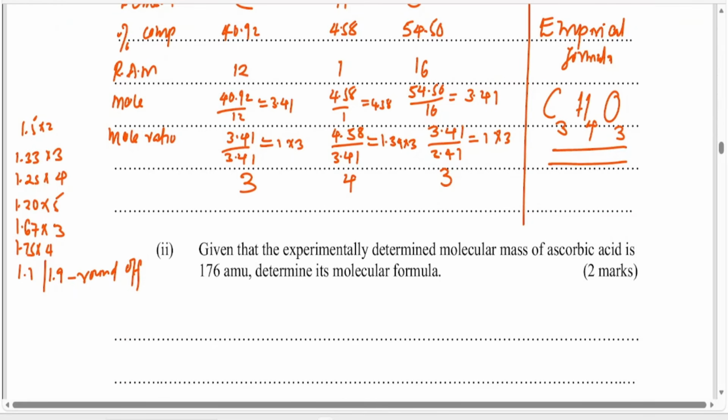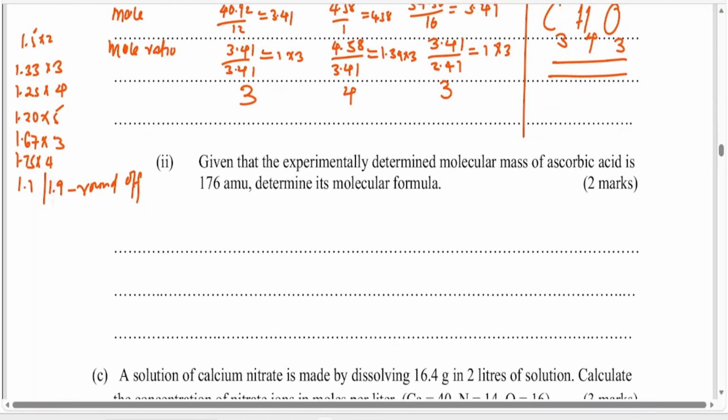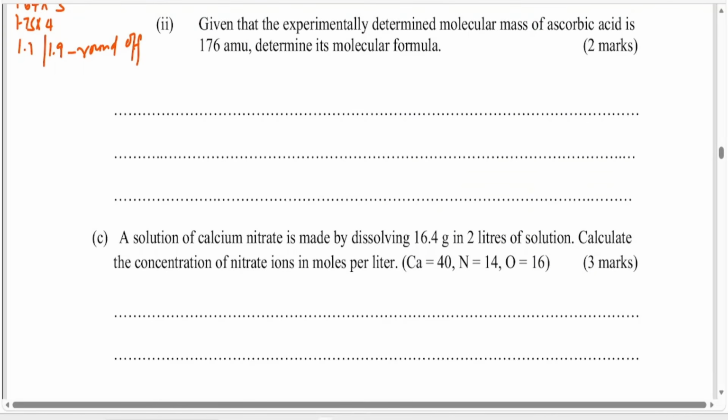So those are cases where you need to do the multiplication across the moles that you have obtained. Moving to the next question, Roman number 2. Given that the experimentally determined molecular mass of ascorbic acid is 176 atomic mass unit, determine its molecular formula. So the 176 atomic mass unit is similar to the molecular formula mass or relative molecular mass.